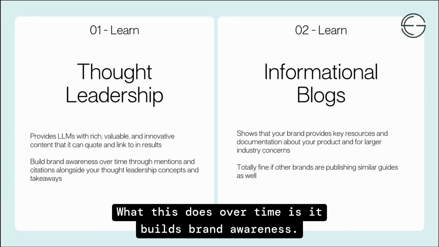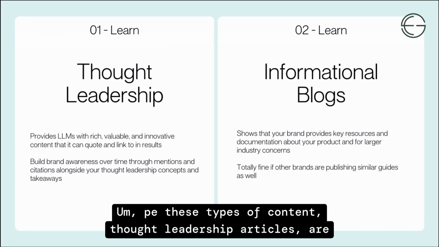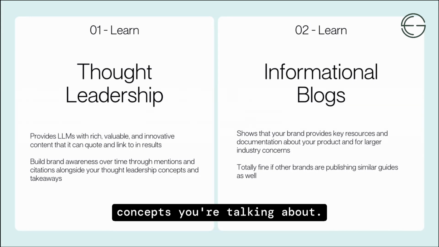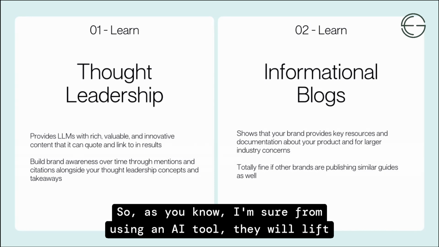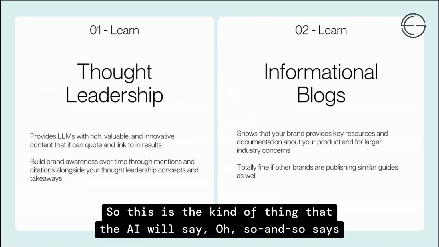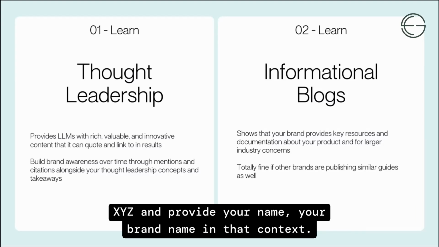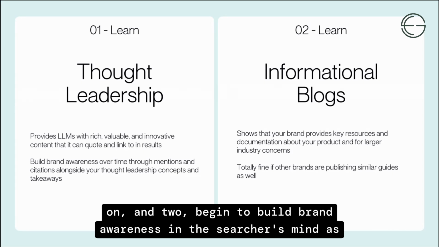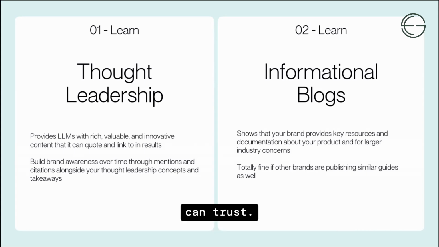What this does over time is it builds brand awareness. These types of content, thought leadership articles, are likely to be mentioned and sometimes cited along with the concepts you're talking about. So, as I'm sure you know from using an AI tool, they will lift part of the text and give it in the response. So, this is the kind of thing that the AI will say, oh, so and so says XYZ, and provide your name, your brand name in that context. And it really helps to both, one, teach the LLM what you're an expert on, and two, begin to build brand awareness in the searcher's mind as they are looking for information and trying to determine who they can trust.